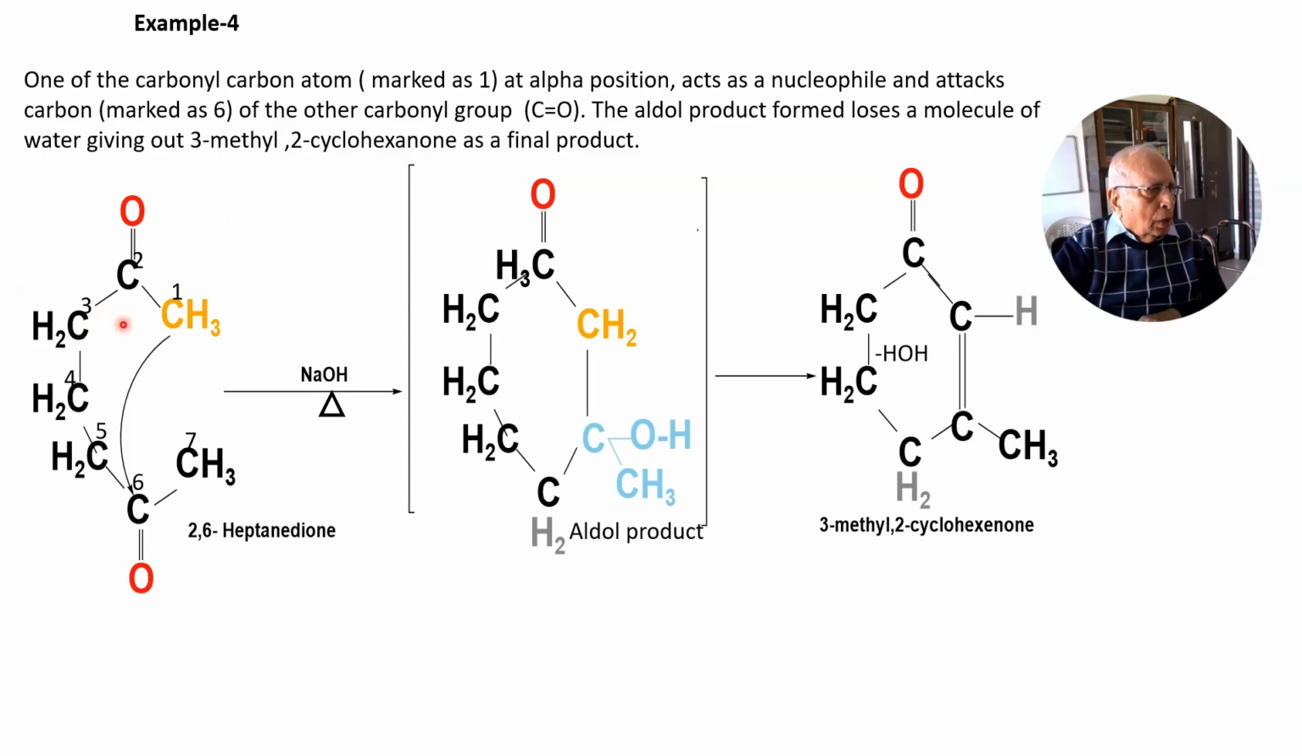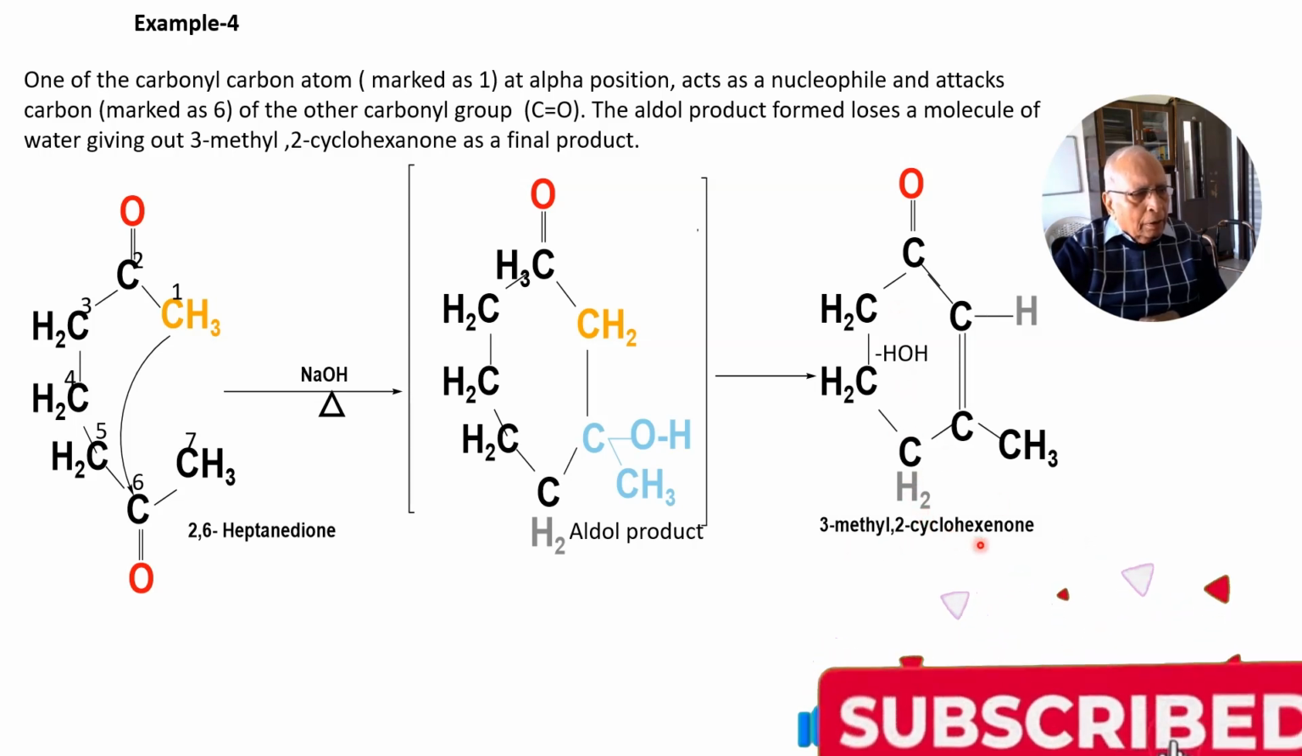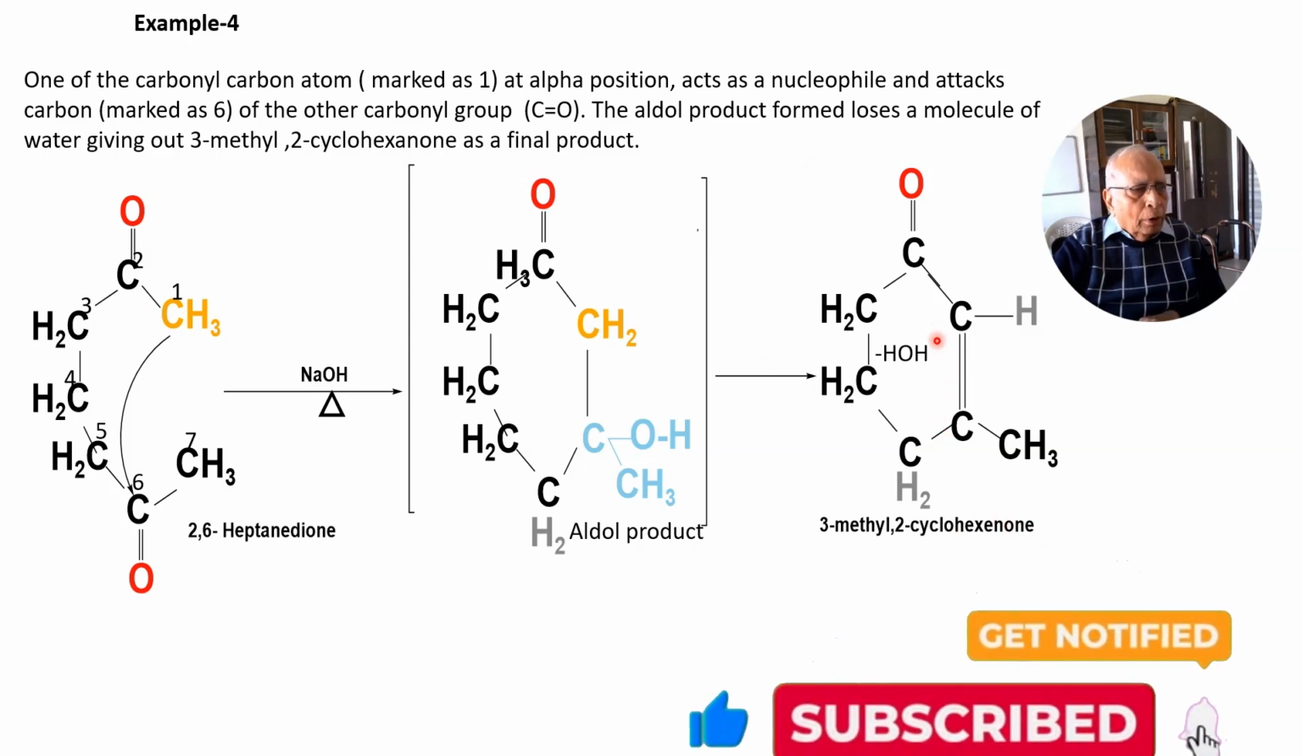We shall go through the reactions and make out the product first, with a carbon atom reacting with the other carbonyl group, that is at 6. So one will serve as an electrophile and the other will serve as a nucleophile. And you get an aldol product here, of course, in presence of sodium hydroxide with an alpha hydrogen at 1. And this aldol product, losing a molecule of water, gives 3-methyl-2-cyclohexenone. A double bond is formed here.